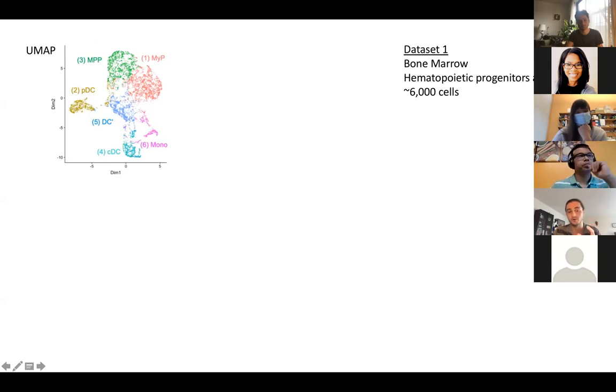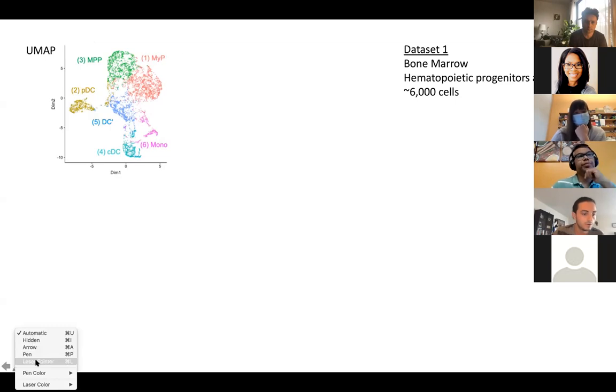And importantly, the cells that we were most interested in were these dendritic cell progenitors here. You can all see my mouse pointer, right? Let's do this one. Maybe this is better.